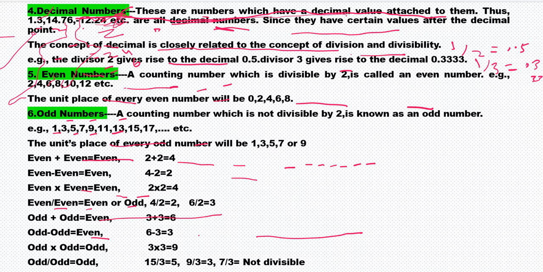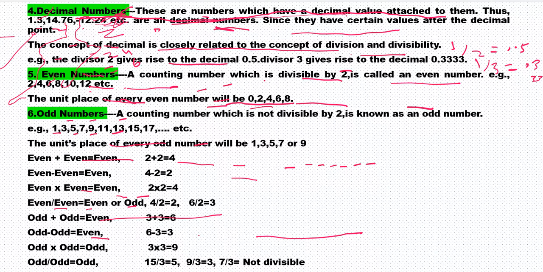Now we come to even numbers. What is an even number? A counting number which is divisible by 2 is called an even number. For example, 2, 4, 6, 8, 10, 12, etc. The unit place of every even number will be 0, 2, 4, 6, 8.